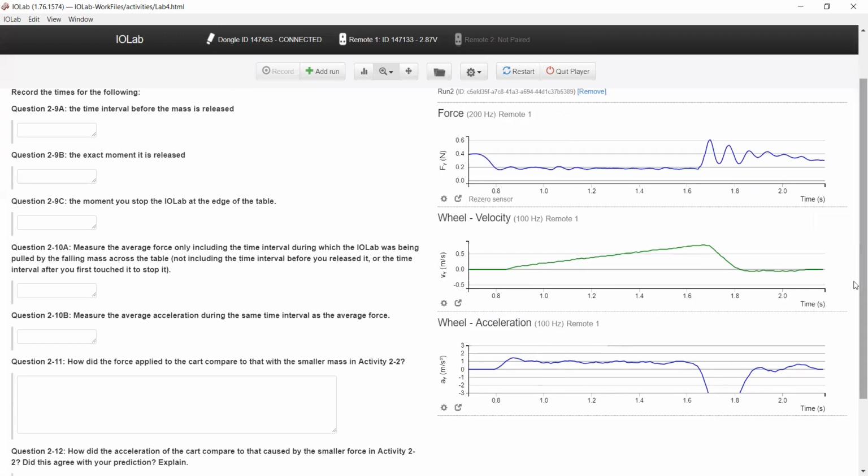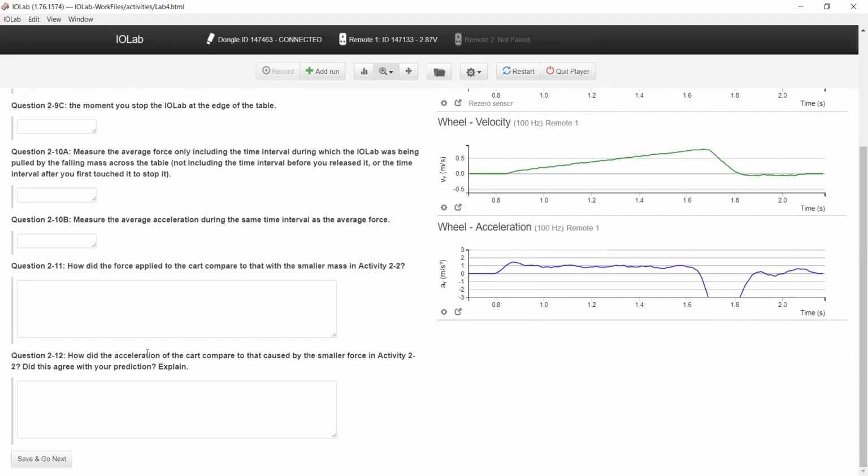So go ahead, write the answers. How did the force applied compare to the smaller mass in activity 2? How did the acceleration of the car compare? Okay, so you can compare this one. Make sure you write the answers and then save and go next.